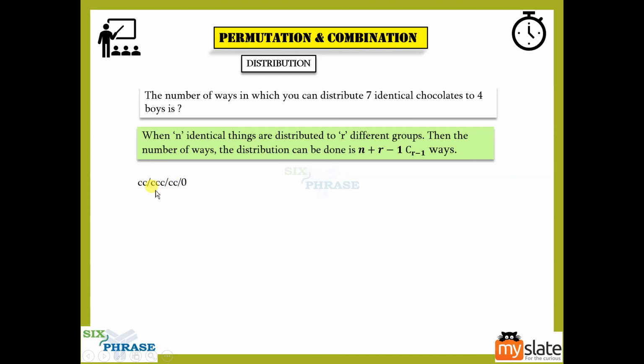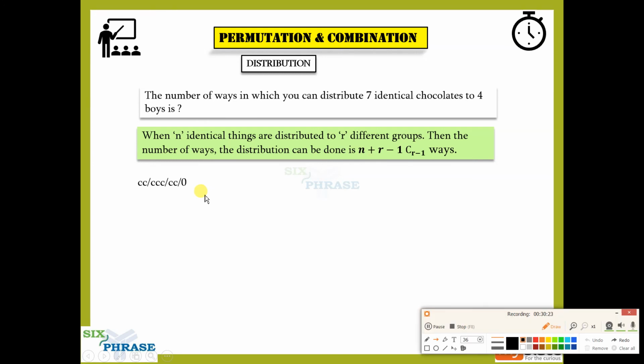Now what is this dash that I have here? I'll tell you. Some people call it a barricade or slash or whatever you want to call it, guys. It is there for a purpose. You have to distribute the 7 identical chocolates to 4 boys, right? That is your aim.